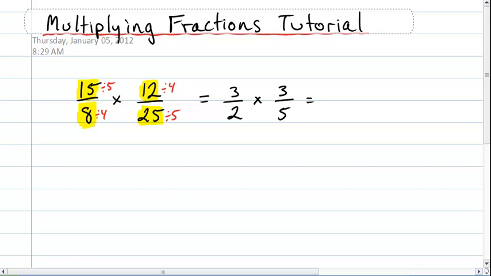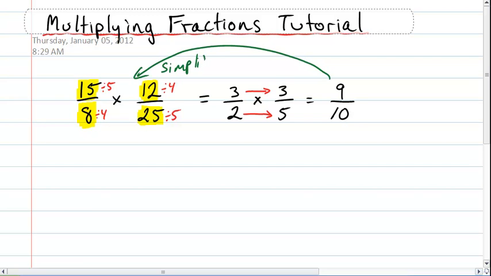And when I multiply those numbers out in multiplying fractions now, I just multiply the numerator by the numerator and the denominator by the denominator. And my answer becomes 9 over 10. And because I simplified over here, then my answer here is in simplest form. And that's how you multiply fractions.